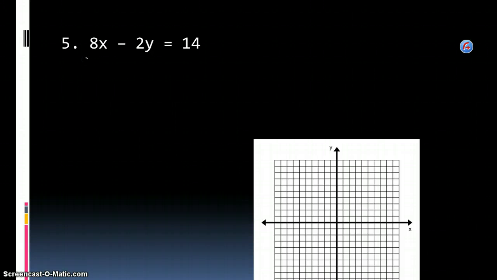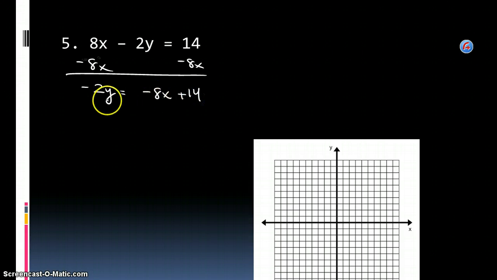Go ahead and subtract 8 on both sides. We've done this before. Minus 8x, minus 8x. And you have negative 2y is equal to negative 8x plus 14. I'm always going to put the x term first still. Divide by -2, divide by -2, divide by -2. I do it to every single term so that I don't leave anything out. So I get y is equal to 4x minus 7.